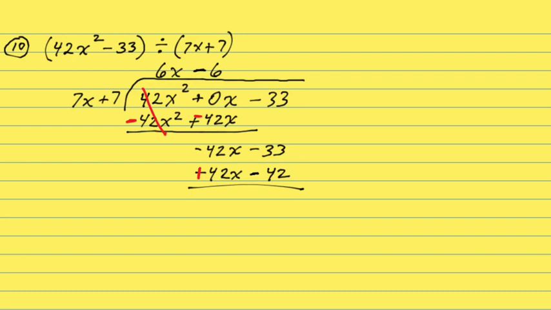Again, you change your signs and add. So that really is going to be a what? Plus there. So you get 7 and 2, is that a 9? So you put plus your remainder over your divisor. So your answer is going to be 6x minus 6 plus the 9 over 7x plus 7.